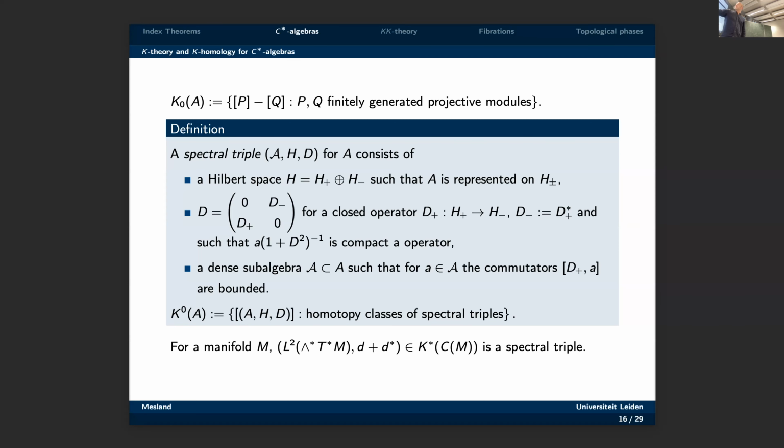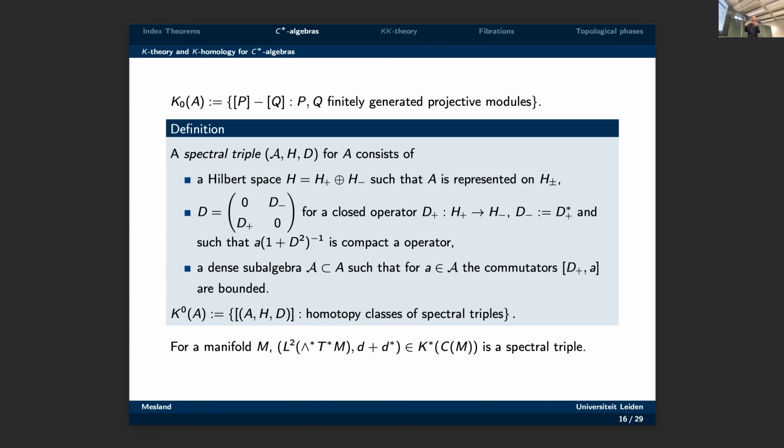Then I have an operator, D plus, D minus, where D minus is basically the adjoint of D plus. So I have one operator, D plus from H plus to H minus, and its adjoint. I put them in a matrix, and it acts between these Hilbert spaces. And I require that if I take (1 plus D squared) inverse, this is some pseudo differential operator, but it's well defined. And then I multiply it with A, but let's just assume that A has a unit, and I can forget about this one. Let's just ignore this. I require that (1 plus D squared) inverse is compact. This is the analog of ellipticity. So an operator that differentiates in all directions has the property that this (1 plus D squared) inverse is a compact operator.